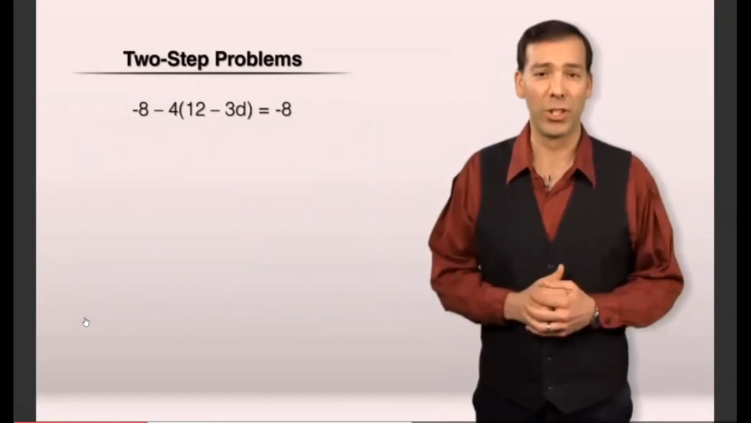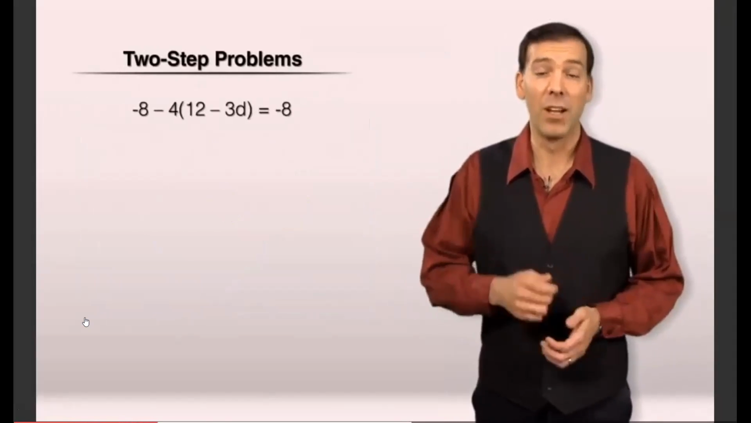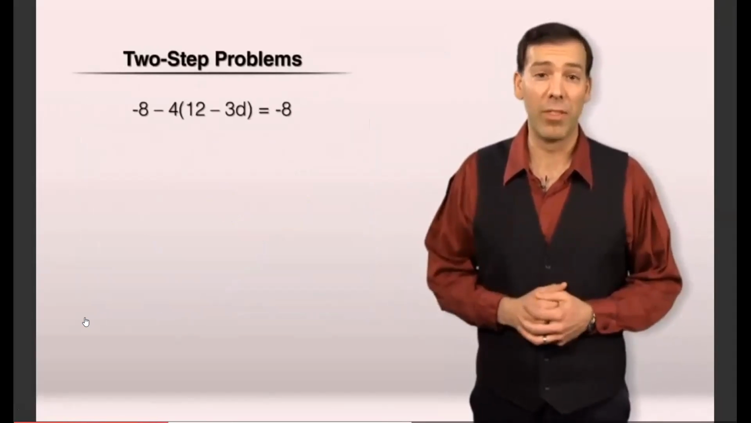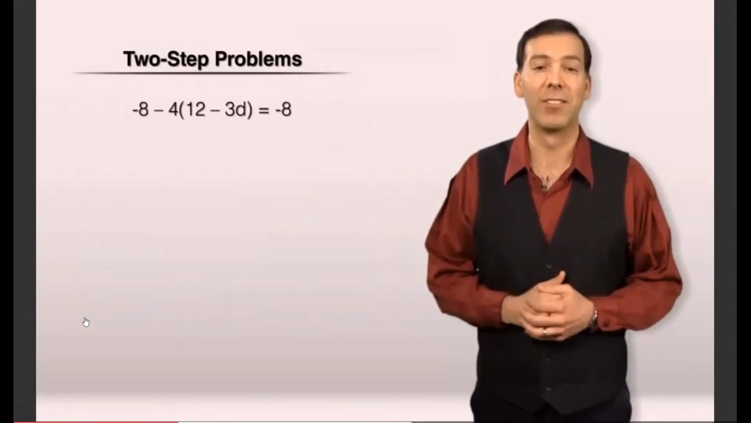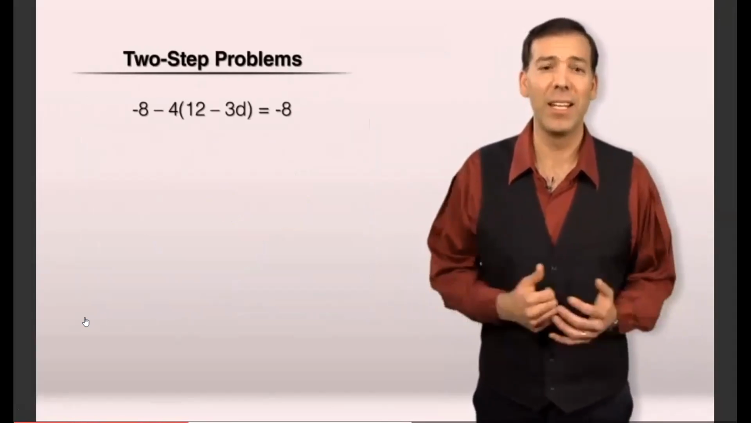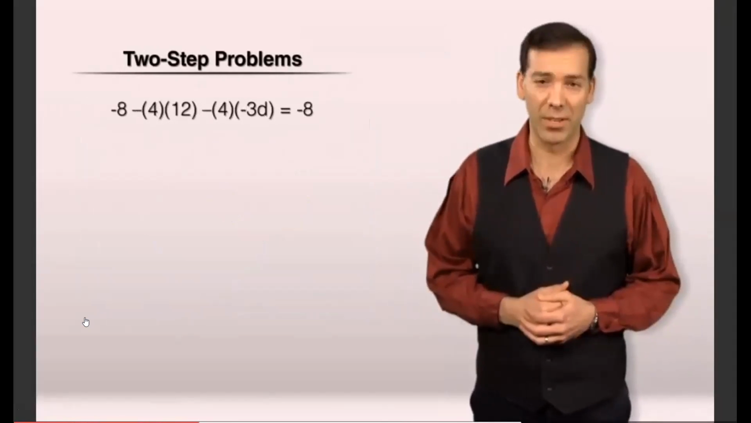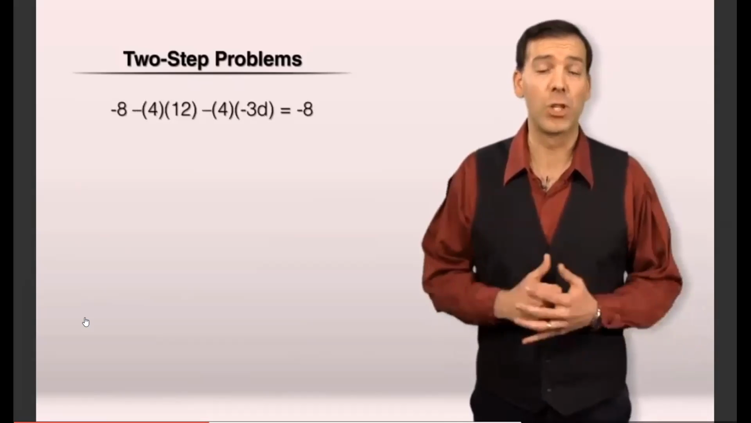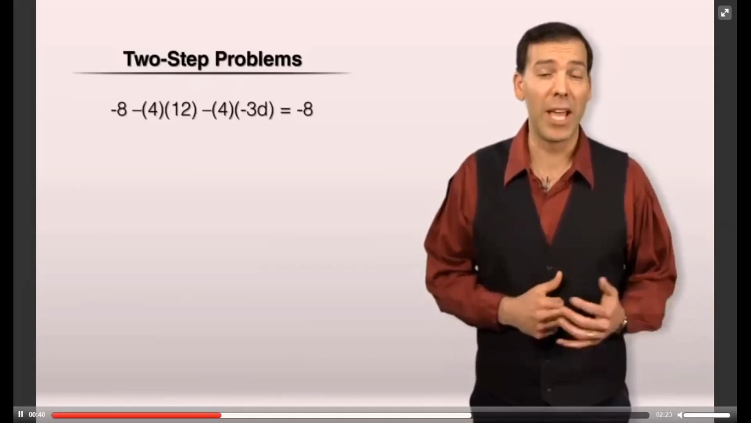Solve the equation -8 minus 4 times the difference of 12 and 3d is -8 for d. The first thing that needs to be done is to get rid of the parentheses. You can use the distributive property to distribute -4 to both.